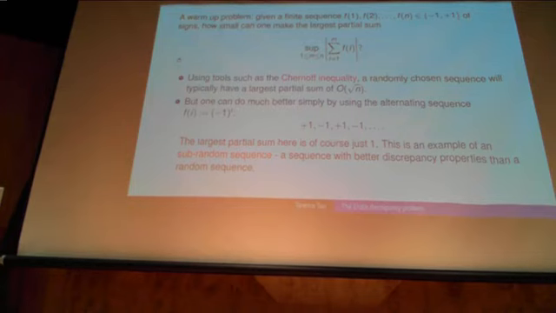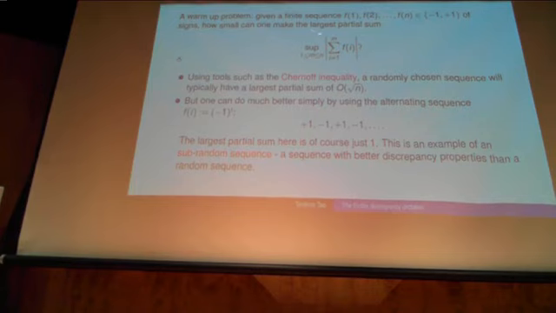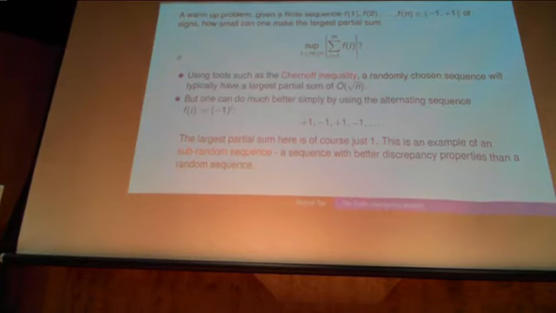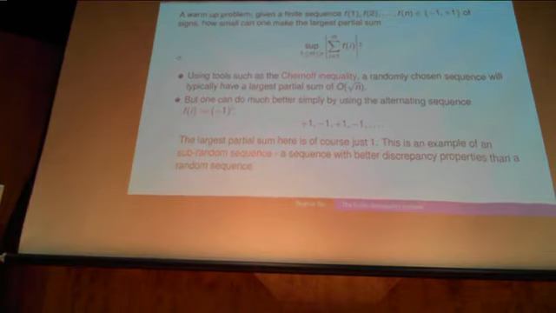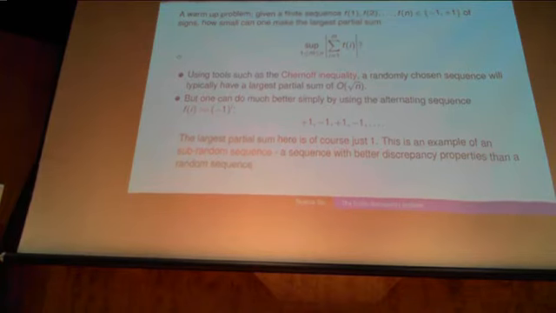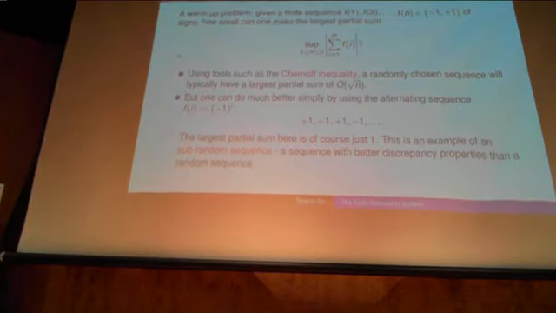If you choose the signs randomly, there are tools from probability, such as the Chernoff inequality, and it will tell you that this expression would usually be of size about root n. So if you have 1 million signs at random, the maximum discrepancy that you would see should typically be about 1,000. But that's not the best you can do. You can do much better here.